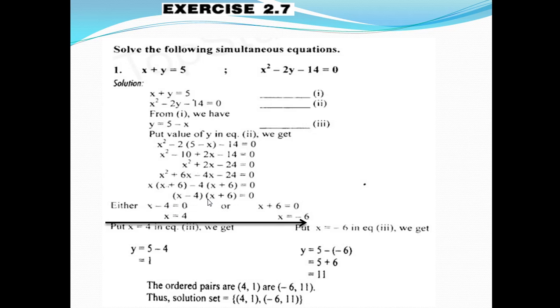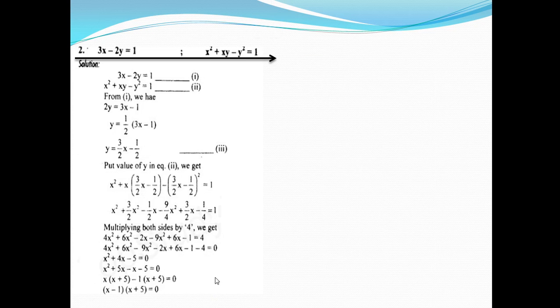x is equal to 4 and x is equal to minus 6. As a procedure, putting the value x equal to 4 in equation number 3, we get y equal to 1. The ordered pair is (4, 1). Then x is equal to minus 6, and we get y equal to 11. This is the solution set of the simultaneous equations. This is the second question of the exercise.